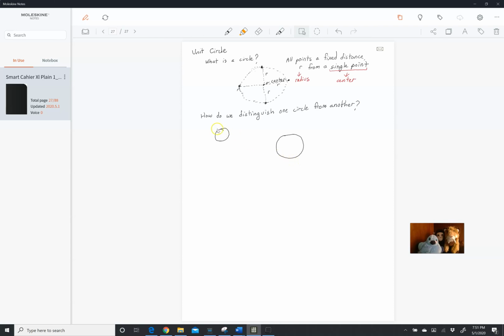The second thing is the location. We could have two circles that are the exact same size, but located in different places. Maybe this circle is over here on the page, and maybe we have another circle the exact same size, but it's over here. So we distinguish between circles using size and using location. How do we measure the size? We measure the radius. And how do we identify the location? By where the center is. This is how we distinguish one circle from another.